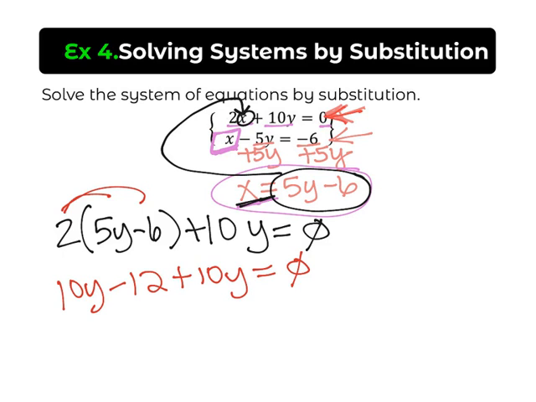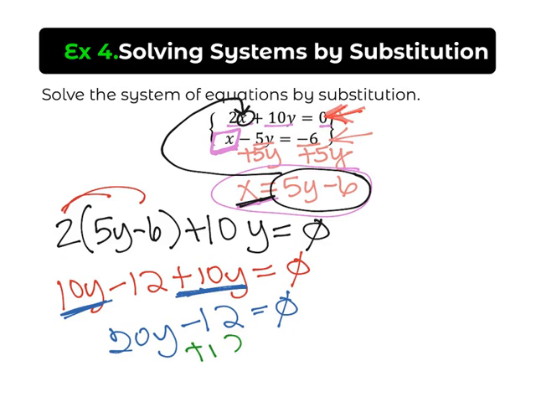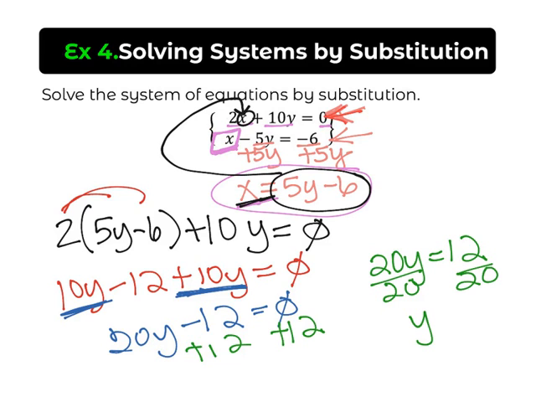We have like terms that we need to combine. They just happen to not be next to each other. So 10y plus 10y is 20y, minus 12 still equals 0. Add the 12, so 20y equals 12. Divide by 20. Now we're going to have a fraction, but that's okay. Well, let's see, 4 goes into both of those, so that would be 3/5.